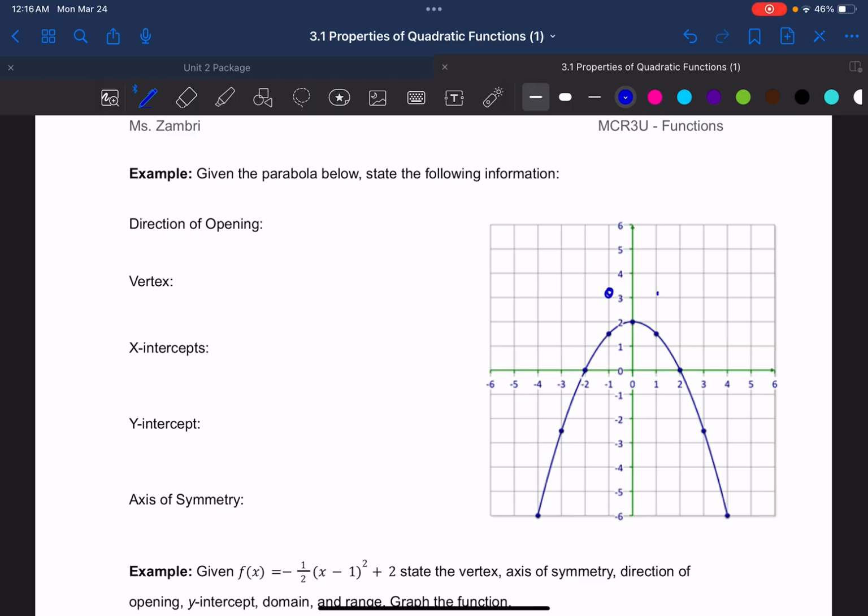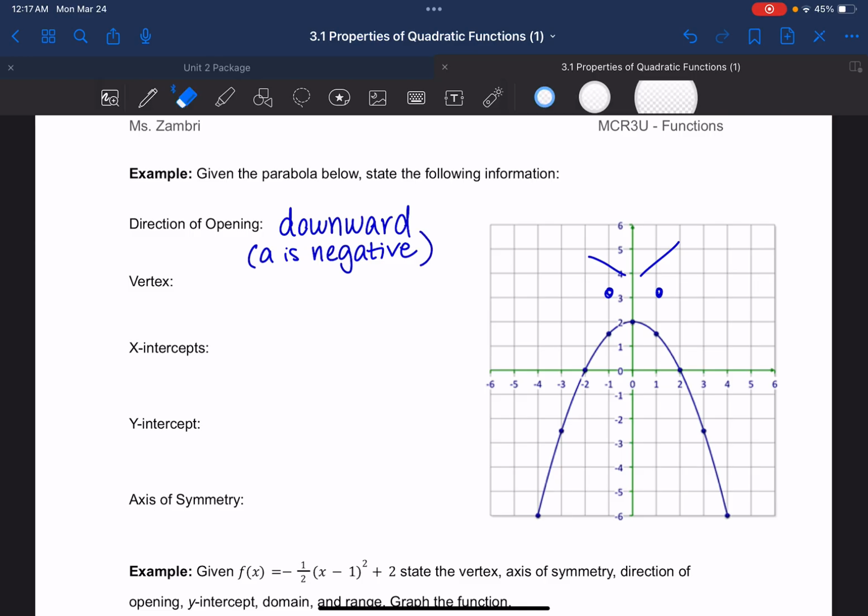It is frowning. Here are my eyes. You can see it's like a frowny face. So we know that it is downward, which tells us that our a value is negative. Just in case we have to come up with an equation, I'll erase these frowny eyes.